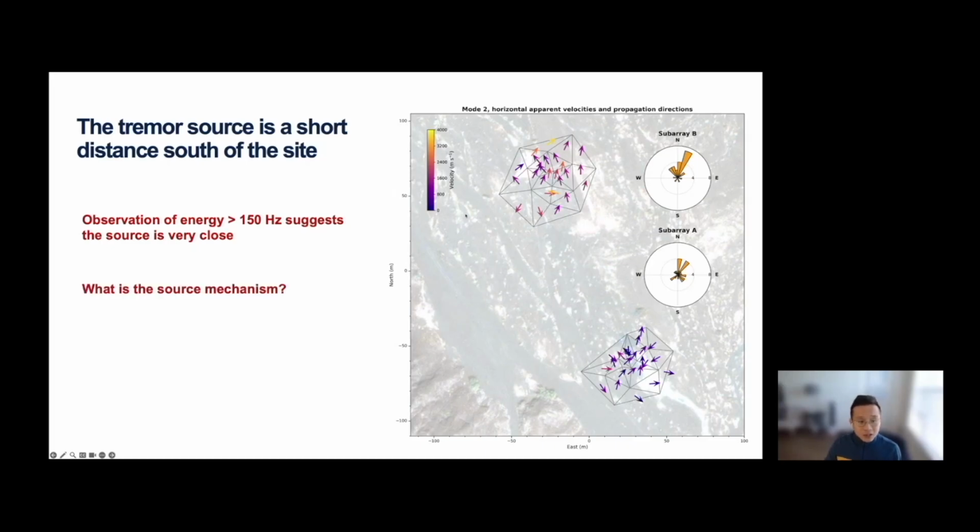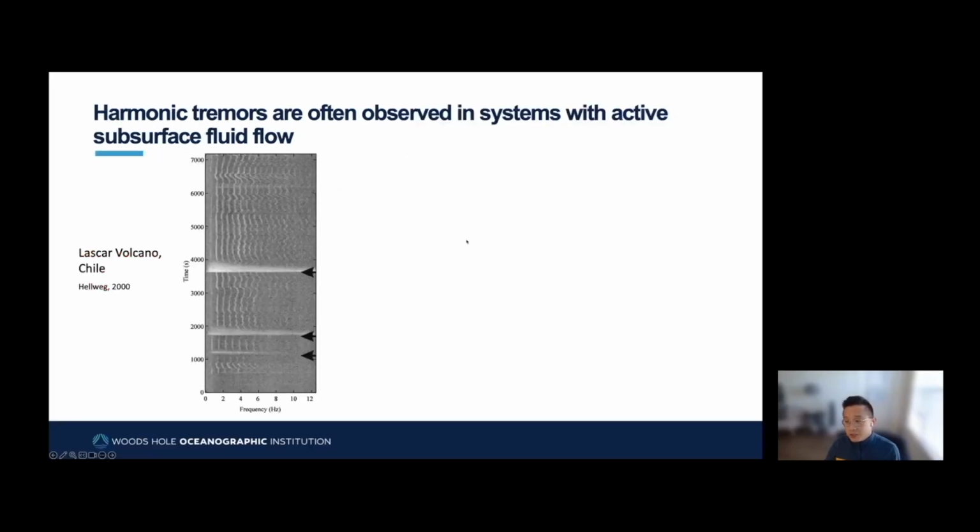The next question, arguably the most important one, is what is the source mechanism? To answer this question, let's first look at some of the similar signals observed by previous studies. These kinds of harmonic tremors were commonly observed in systems hosting active subsurface fluid flow, such as active volcanoes.